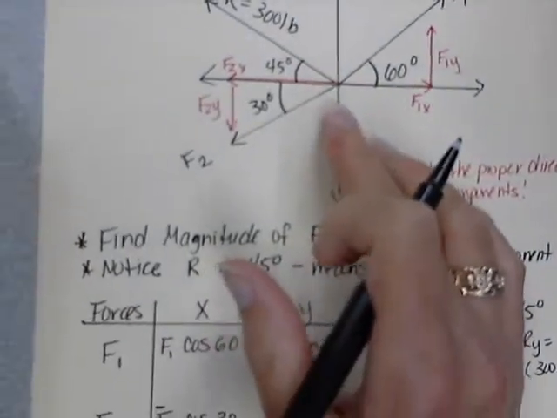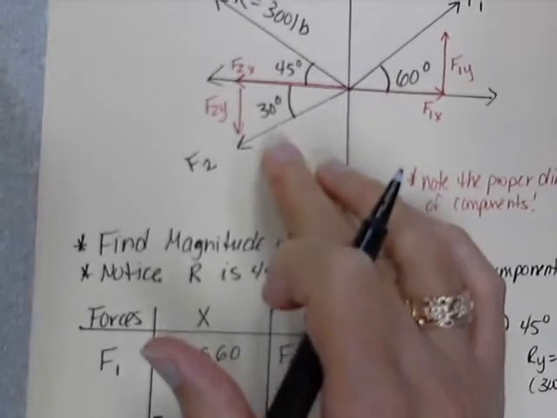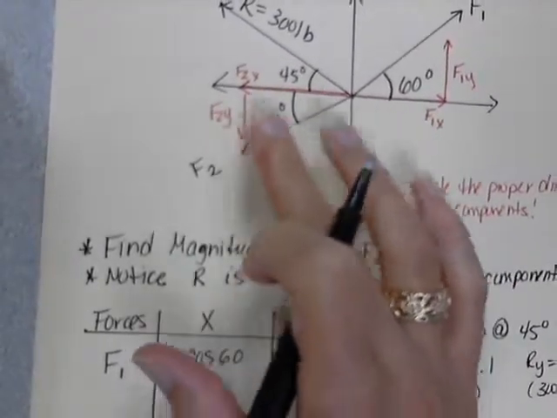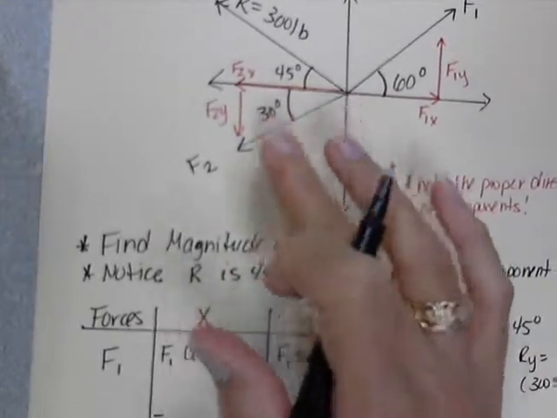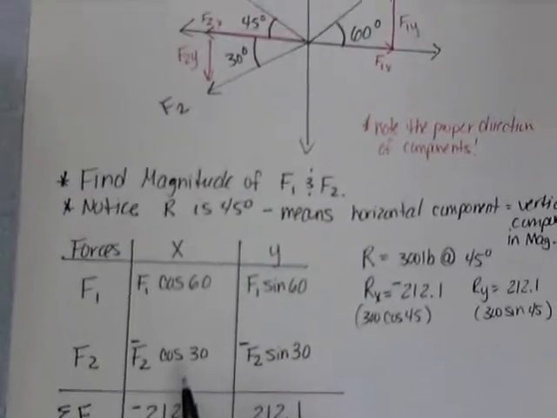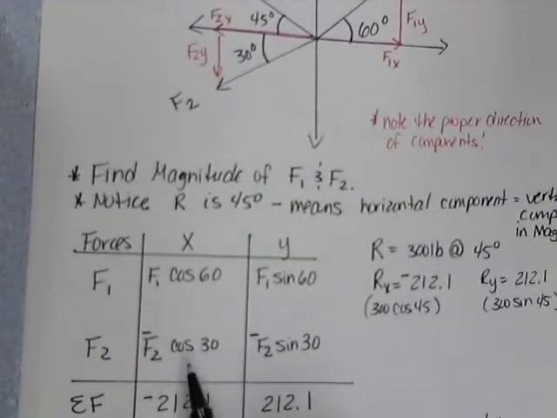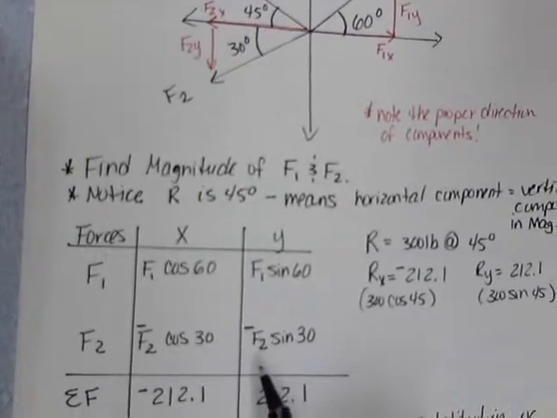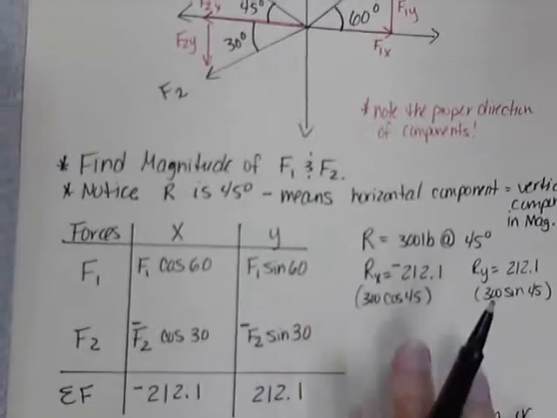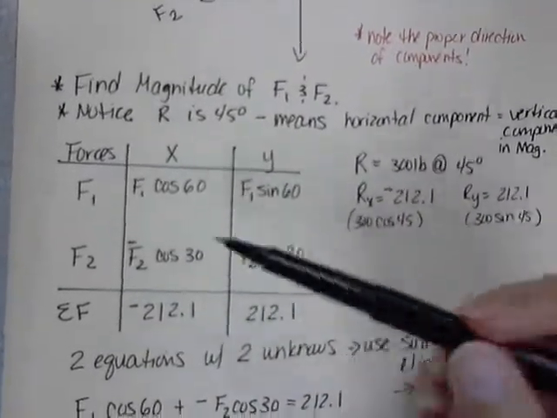When I look at this second vector, F2, it's in the third quadrant. So the horizontal and vertical components of F2 are both going to be negative. So your horizontal component of F2 is going to be negative F2 cosine of 30, and your Y component is also going to be negative F2 sine of 30. Okay, so at this point we have everything that we need.